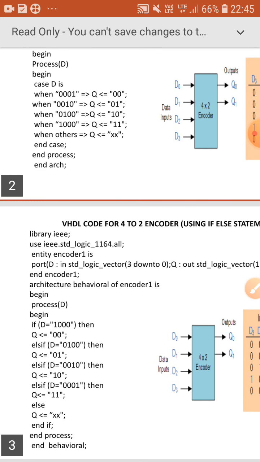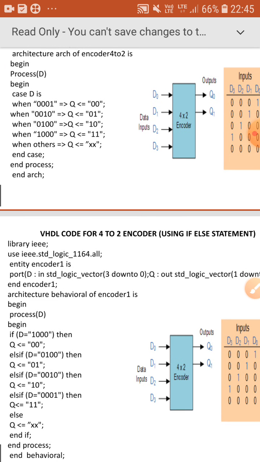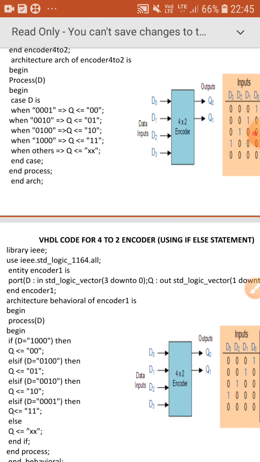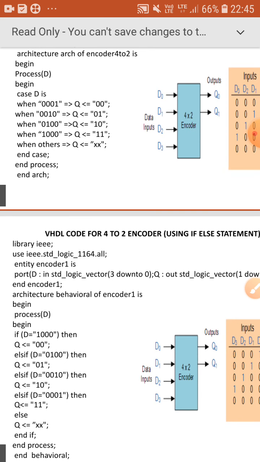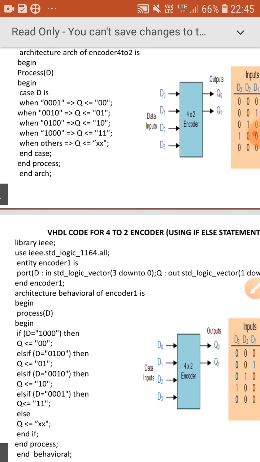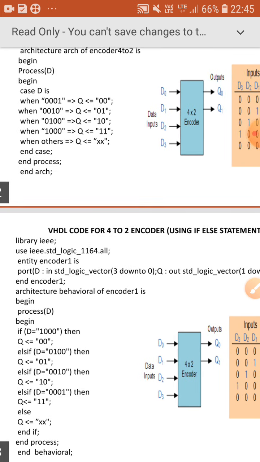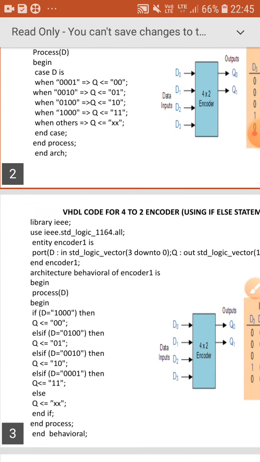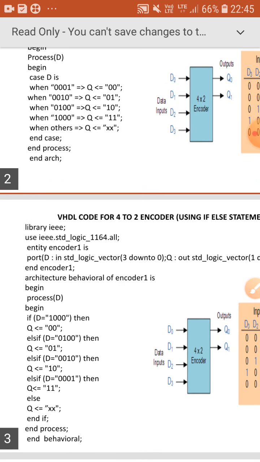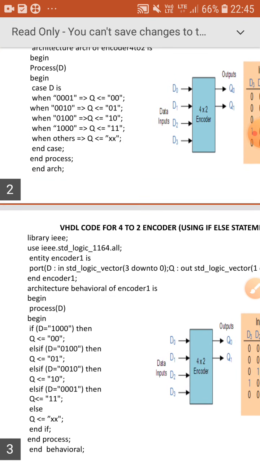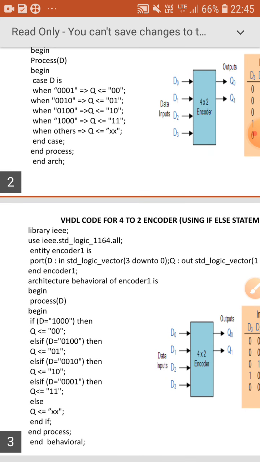Next line, when D is 0 0 1 0, that means D of 3 is 0, D of 2 is 0, D of 1 is equal to 1, D of 0 is equal to 0, then Q is equal to 0 1. So when D is 0 0 1 0, 0 1 will be assigned to Q. Next line, when D is 0 1 0 0, that means D of 3 is 0, D of 2 is equal to 1, D of 1 is 0, D of 0 is equal to 0.